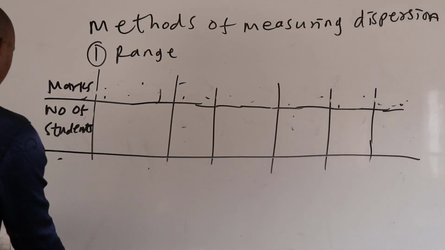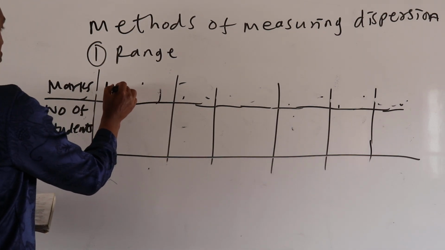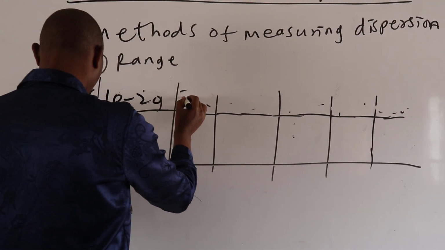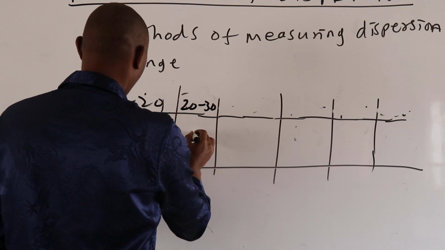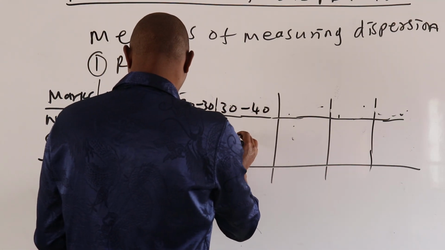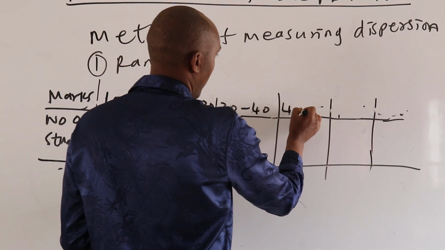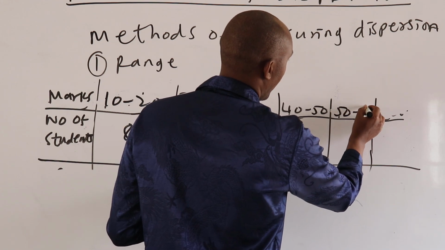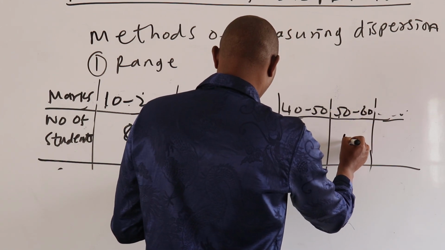Just going to use the same table. So those who scored between 10 to 20 were 8. Those who scored between 20 to 30 were 10. Those who scored between 30 to 40 were 12. Those who scored between 40 to 50 were 8. Those who scored between 50 to 60 were 4.